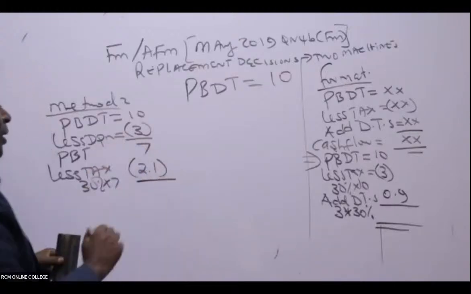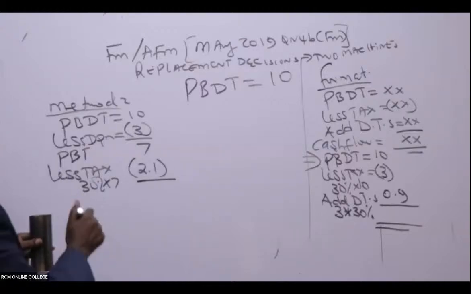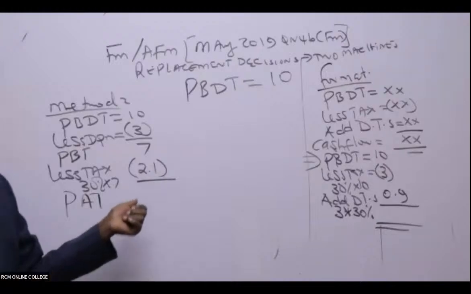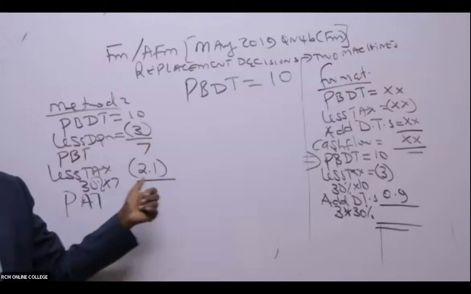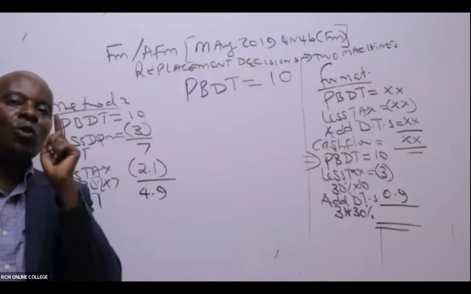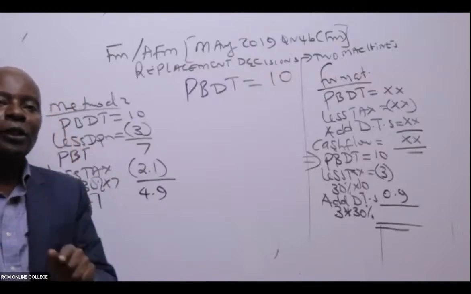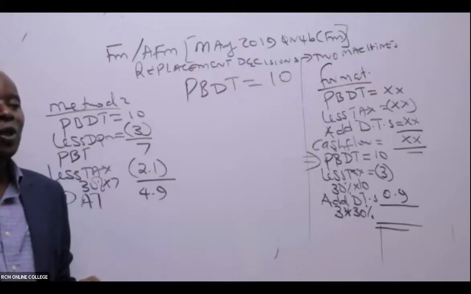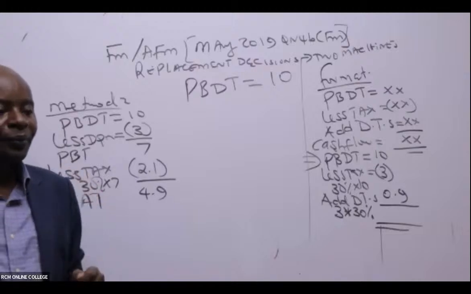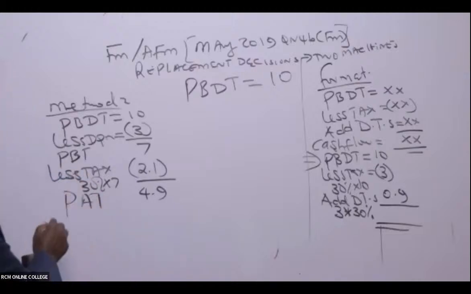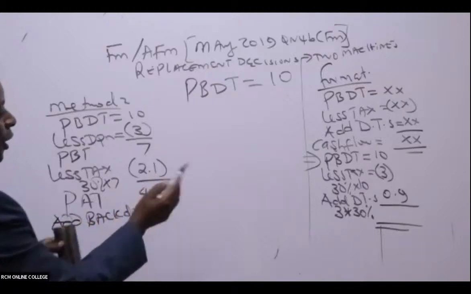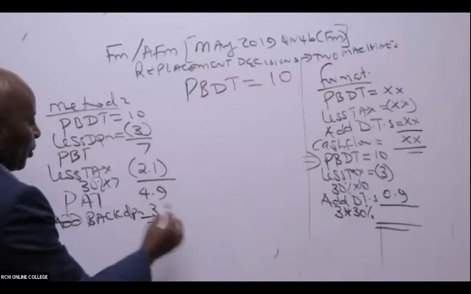So these ninjas are able to give me the profit after tax. What is this profit after tax? 7 minus 2.1, what are we getting? We are getting 4.9. If you're using this approach, after you get profit after tax, what should be the next thing to get cash flow? We add back depreciation the way it is, which is 3. By doing that, we get 7.9.